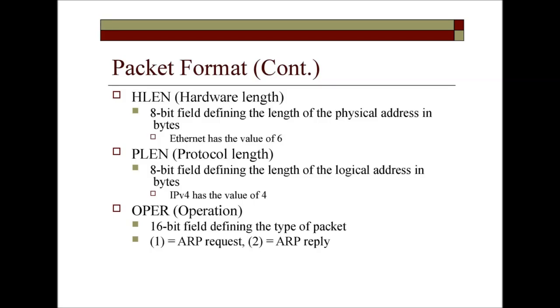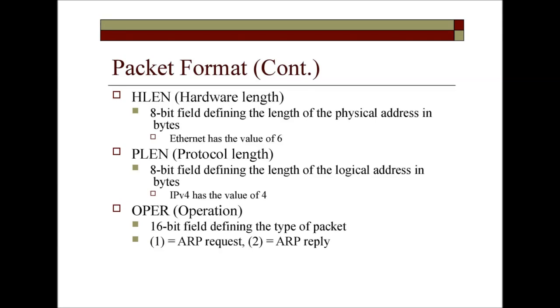H length, which is hardware length. 8-bit field defining the length of physical address in bytes. Ethernet has the value of 6. As we have discussed that the physical address is of 48-bit address, and physical address contains 6 different portions. That's why the value of H length is 6. Next is P length, which is protocol length. 8-bit field defining the length of the logical address in bytes. As we have discussed that IPv4 has 4 different portions or 4 octets or 32 bits. So the value of P length is 4.